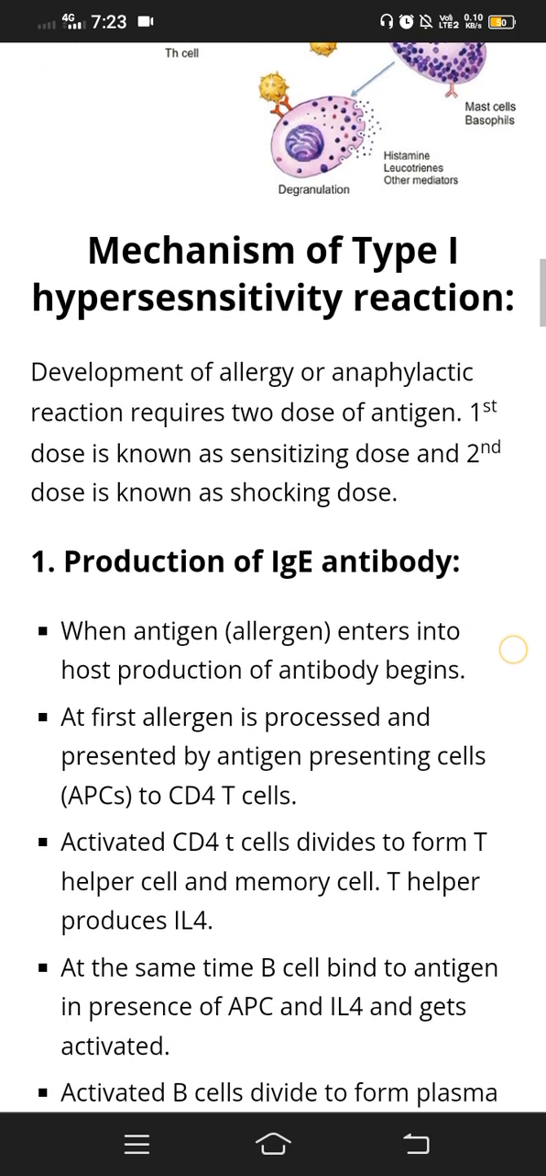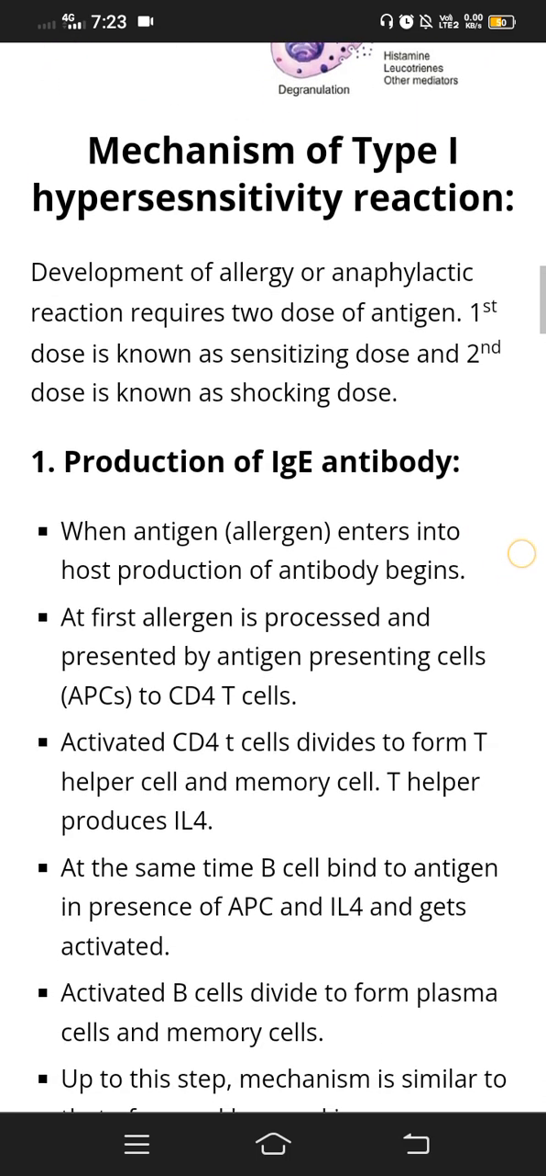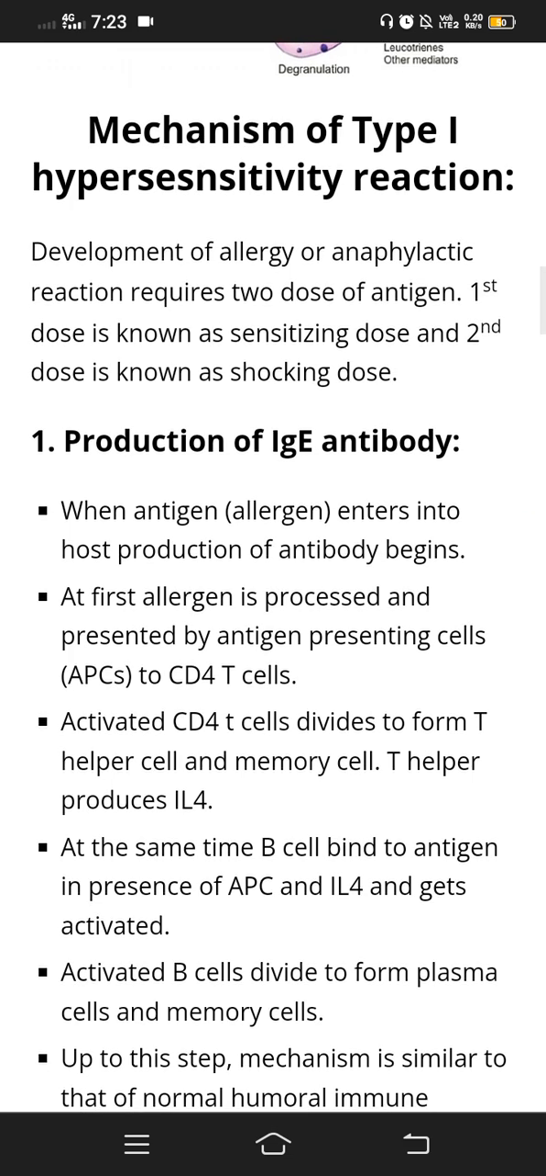Mechanism of type 1 hypersensitivity reaction. Development of allergy or anaphylactic reaction requires two doses of antigen. The first dose is known as the sensitizing dose and the second dose is known as the shocking dose.